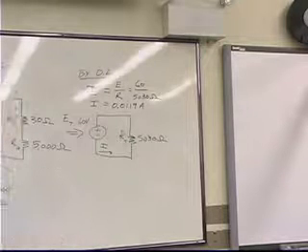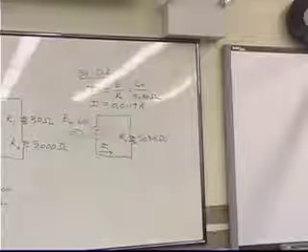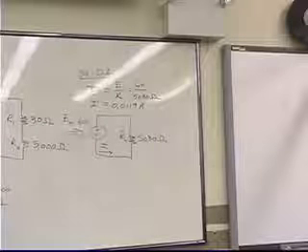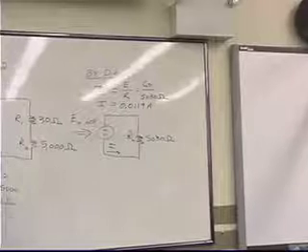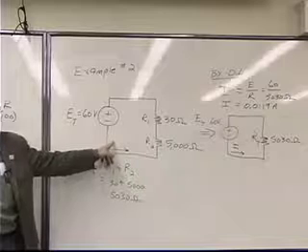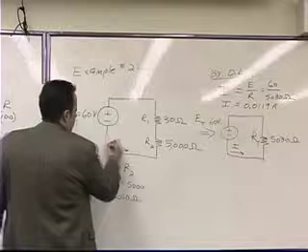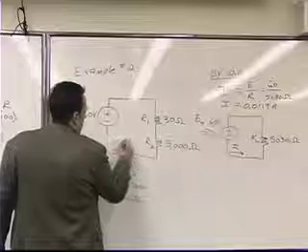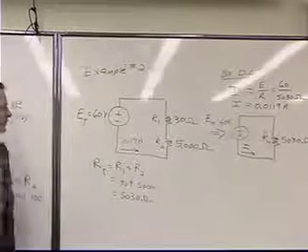Okay. If the current is 11.9 milliamps, or 0.0119 amps, in the equivalent circuit, what would the current be in this circuit that we started out with? It would be the same. So this would be 0.0119 amps flowing in that circuit right there.